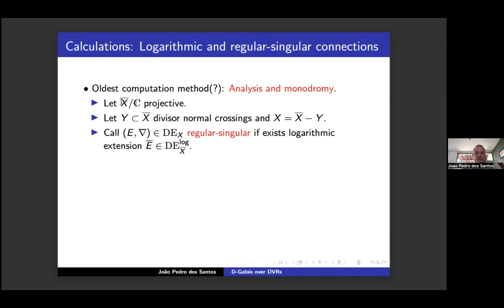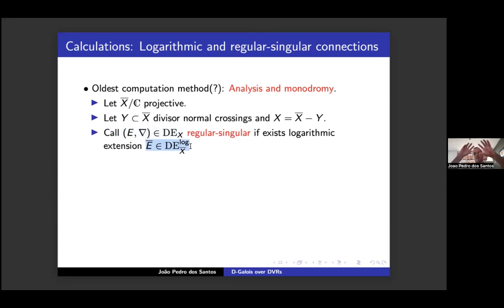So if I take a variety which is projective, a compact curve, and I take some divisor with normal crossings, so take out some points on your curve, and then I have an algebraic connection on the open part, and I say it's regular singular. What regular singular means is also a red herring, but let me just be lazy and say that I have an extension which is logarithmic.